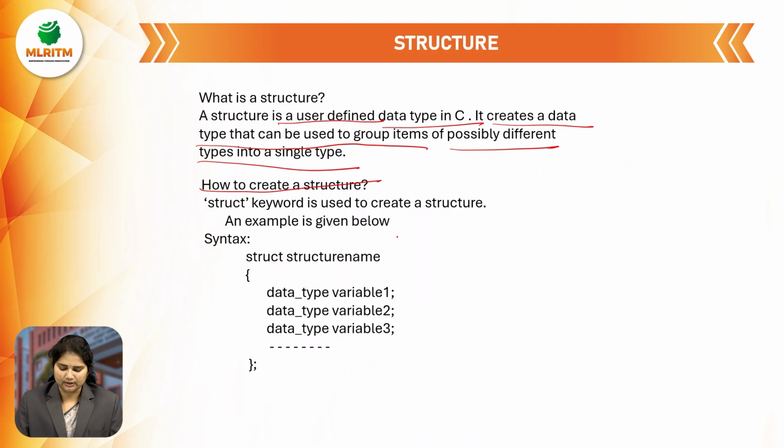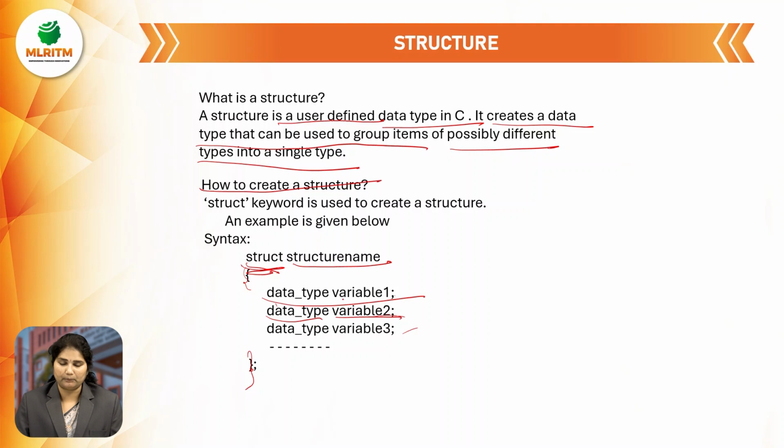The general syntax we will follow is struct. We will use the keyword struct and the structure name. We have to give the structure name, and inside the open and close curly braces we write data type variable 1, data type variable 2, data type variable 3. Here the data types can be either integer, float or char, and variable 1 depends upon that data type.